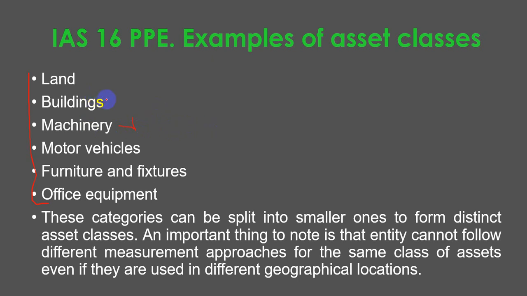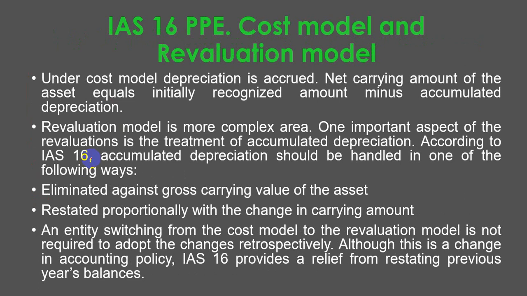And for example, if you chose the revaluation model for buildings, you should apply the revaluation model for all buildings. So, under the cost model, depreciation is accrued, and we have already calculated depreciation under several depreciation methods. Net carrying amount of the asset equals initially recognized amount minus accumulated depreciation.